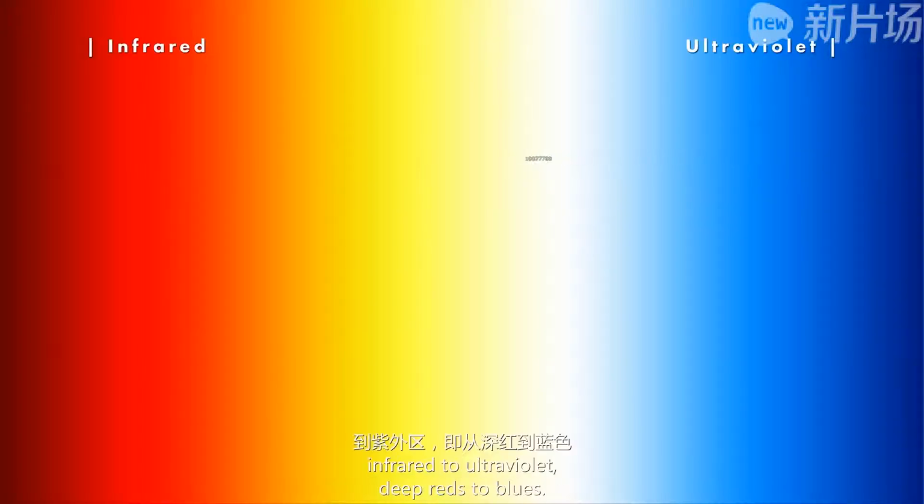Before we get into the different types of lights, we need to understand color temperature. Understanding color temperature allows you to set your white balance correctly. The color temperature chart goes from infrared to ultraviolet, deep reds to blues. There are two common light colors we work with.